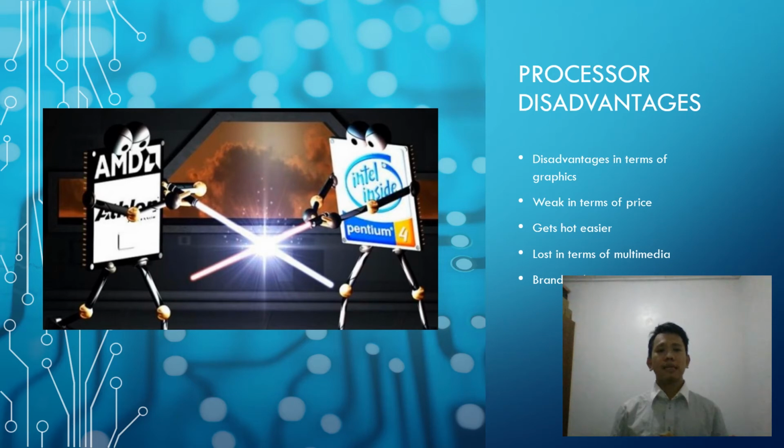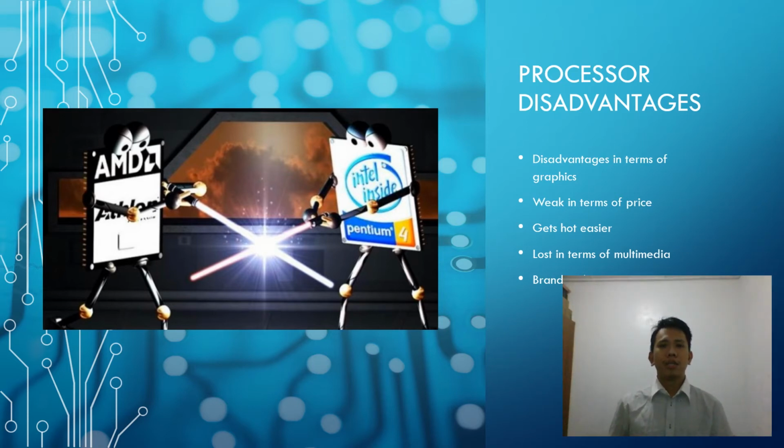The second, weak in terms of price. Intel has a market price that can be said to be quite expensive when compared with other brands of processors. That's because Intel already has a well-known reputation in the world market.